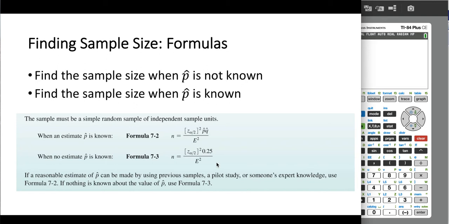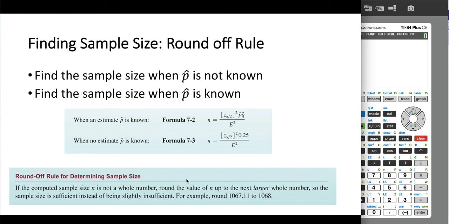That's the easiest way to find it, is to just plug that into your formula. But one thing I want to point out to you is that this round off rule is very, very important. Here, you are not using your typical rounding rules. Here, when you're determining sample size, you always round up to the nearest integer. So for example, if you get some value of 1067.1, you're going to round that to 1068. Always rounding up, not using your typical rounding rules, but always rounding up.